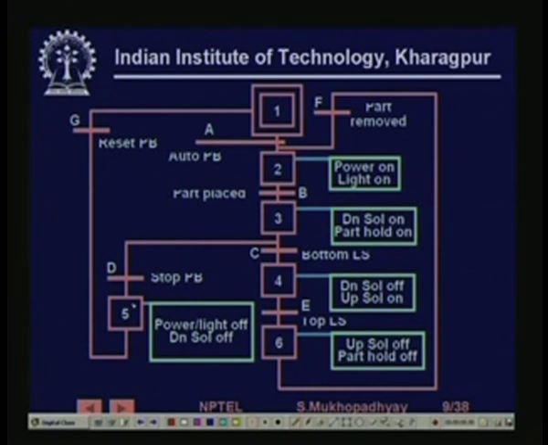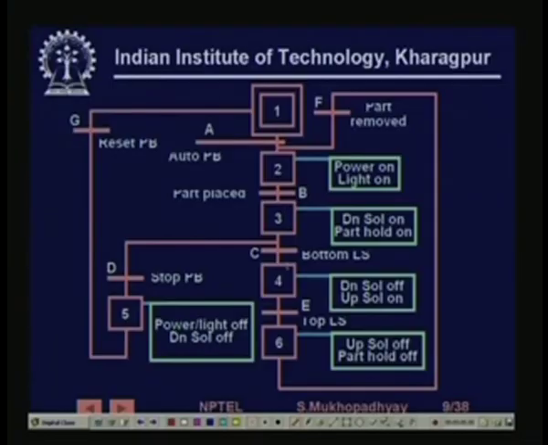We are possibly familiar with state machines. A state machine is like a graph which consists of a set of states. These squares are the states, and a set of transitions. For example, this is a transition. Let me go back to white. So, this is a transition and this is a state. This is a transition and this is a state.